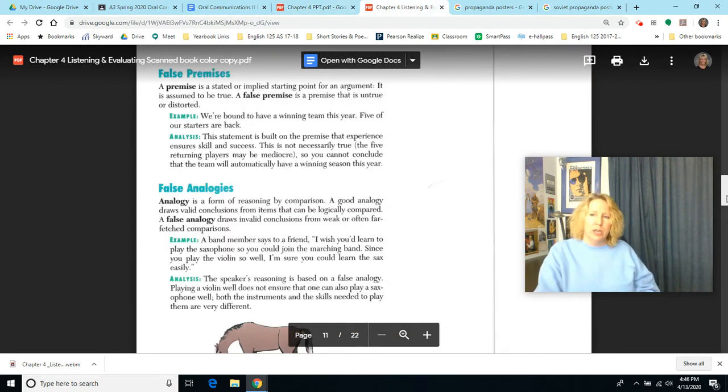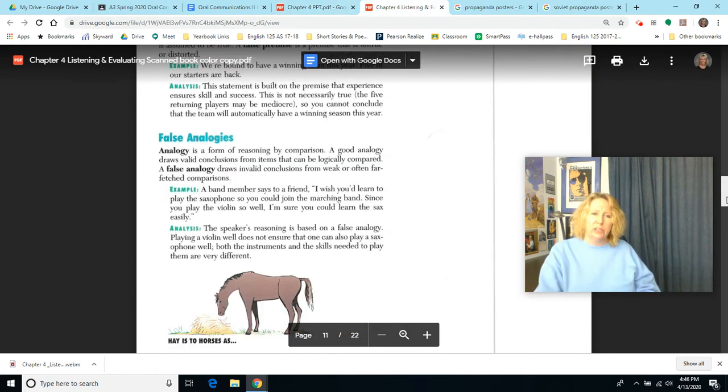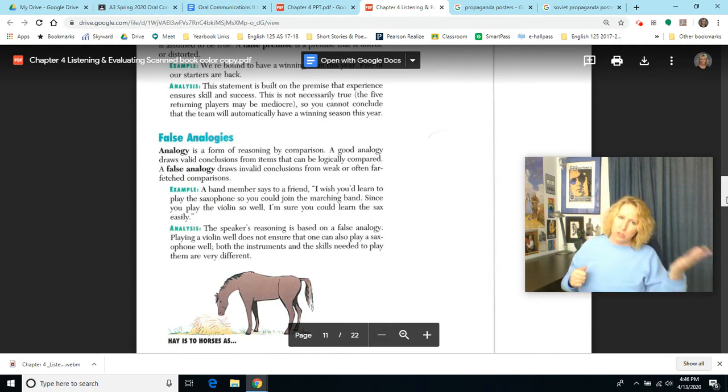An analogy. Everybody out here knows that analogies are comparisons. A good analogy is going to draw a valid conclusion from 2 items that can be logically compared, kind of like this, like that my eyeballs are a little bit like a camera where I can look around and take a picture with my eyes and the picture goes into my mind, right? That could be a pretty decent comparison.